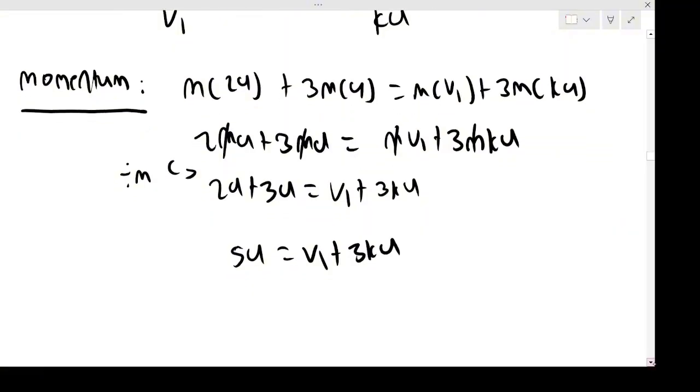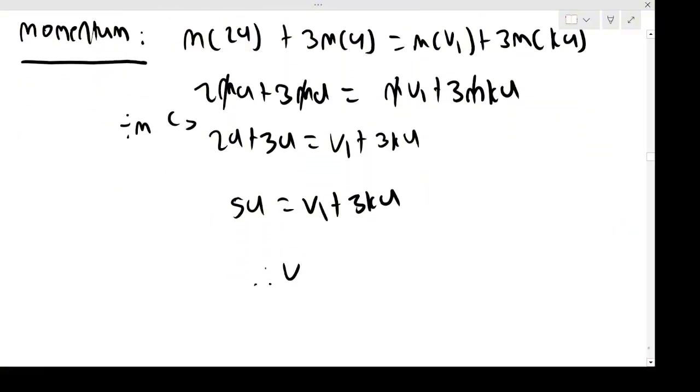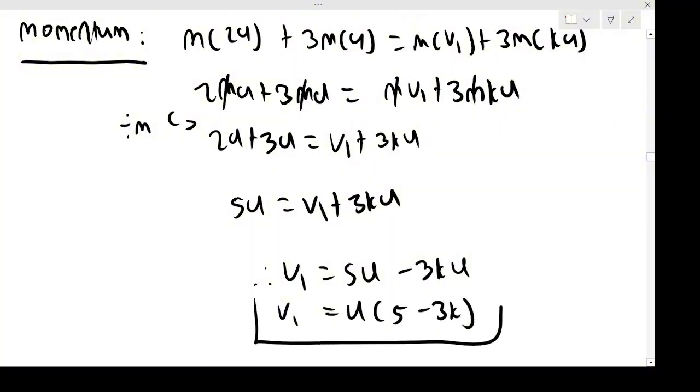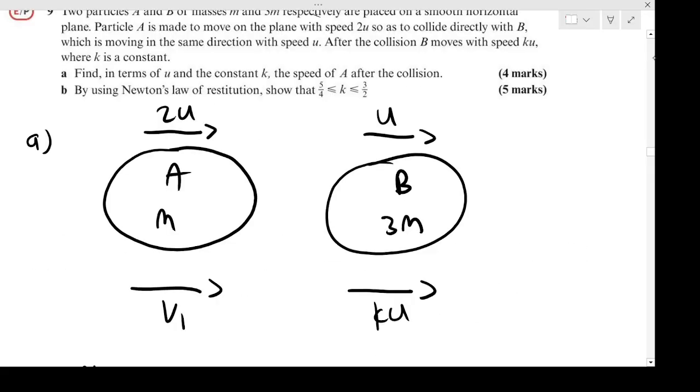Then if I subtract 3ku, I just get v1 to be 5u take away 3ku. Actually I can tidy this up because I can factor u out. So it'd be u lots of (5 minus 3k). And that is my expression for the speed of A. So hopefully happy with that, right? Hopefully happy with what's going on there. So we just use momentum, but there's a bit of algebra, but hopefully happy with that.